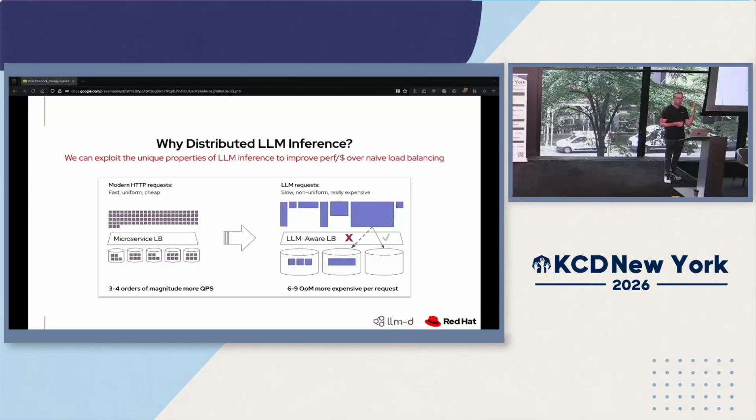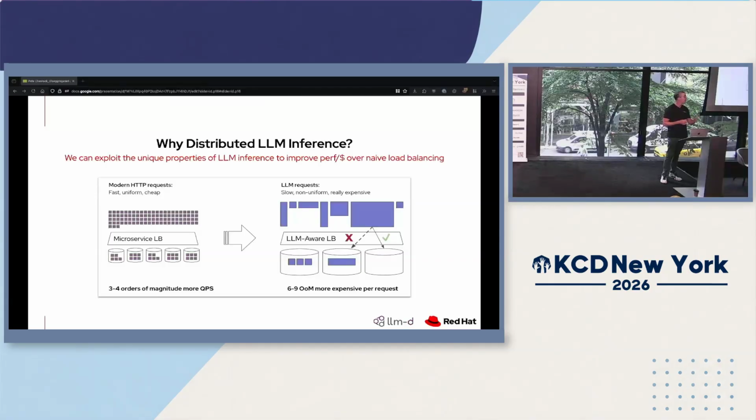The QPS are orders of magnitude higher than an LLM would be. So standard practice on Kubernetes, you create a deployment, scale out the replicas, put a microservice load balancer in front, and just do some round robin load balancing or random load balancing. Everyone's happy, right? Maybe not the databases. Let's not worry about scaling databases. That's a separate thing. But for LLMs, we can do a lot better than that.